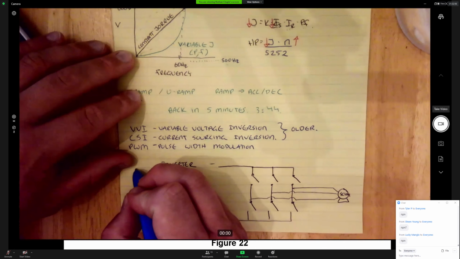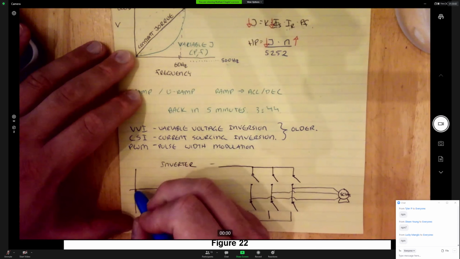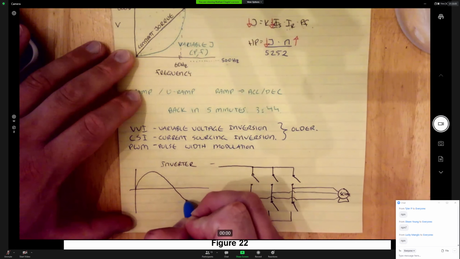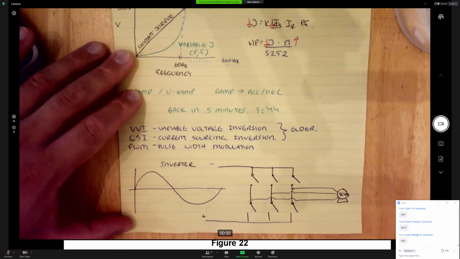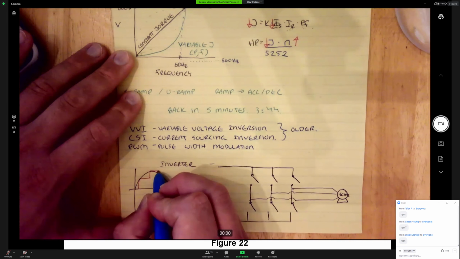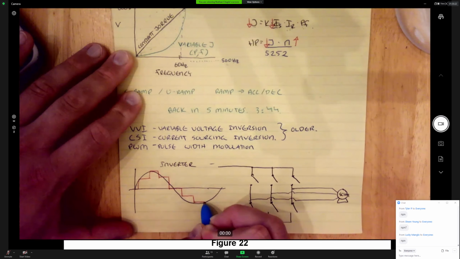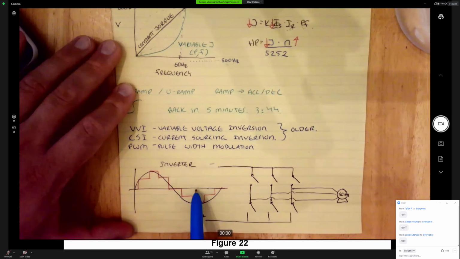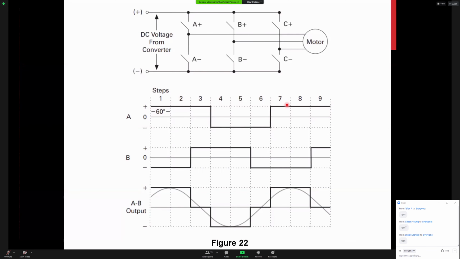So it is possible that we could be looking at an output that's intended to simulate this waveform. Let's assume that that's symmetrical AC. And what it does is it goes over, goes up, goes over, goes up, kind of like this. Stepped. And that also causes the same sort of torque pulsations that you can find in equipment controlled this way. So that is the VVI, or variable voltage inverter.